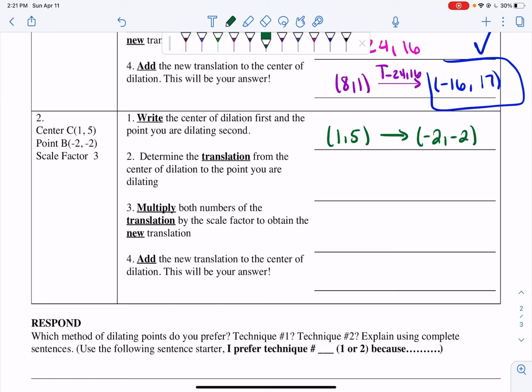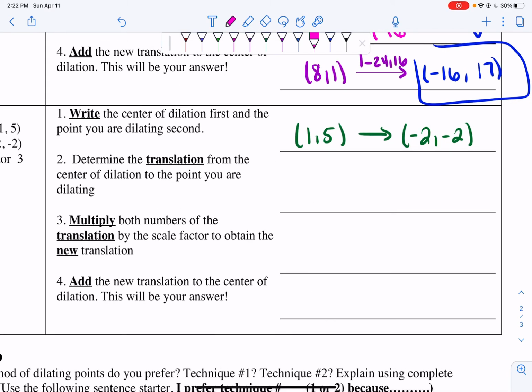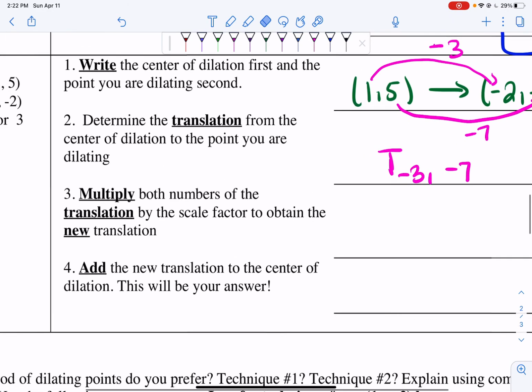Now, step 2 says determine the translation rule from the center of dilation to your new point. So I have to ask myself, how do I go from a 1 to a -2? I subtract 3. How do I go from 5 to -2? I subtract 7. So now my translation rule is T -3, -7. So I'm going to be subtracting 3 for my x value, subtracting 7 for my y value.